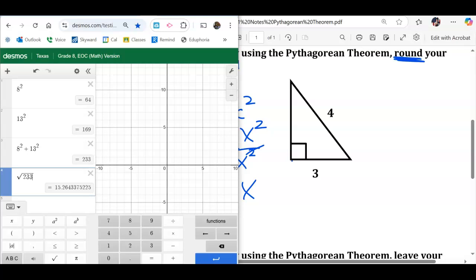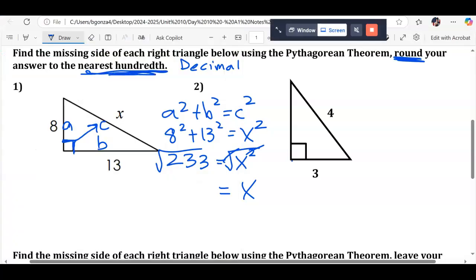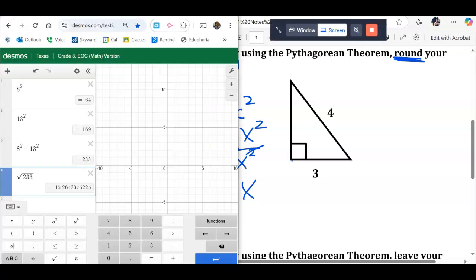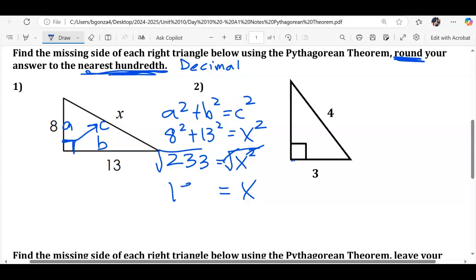Now, it says to round to the nearest hundredth. Don't know what a hundredth is? You got tenths, then you got hundredths, then you got thousandths, okay? So here's the deal. To round to the nearest hundredth, you see where the 6 is? You're going to look to the right of it, and if it's 4 or below, it's going to stay the same. If it's 5 or above, it's going to round up. So does this stay the same or round up? Stay the same. 15.26 is our answer. That's it.